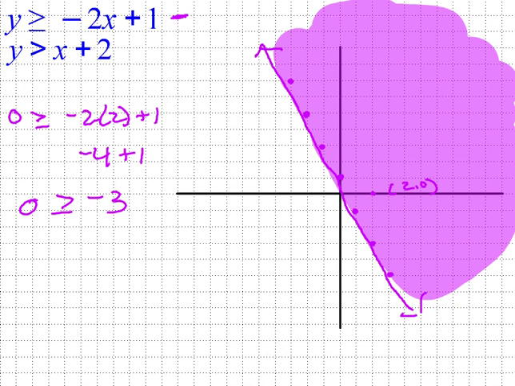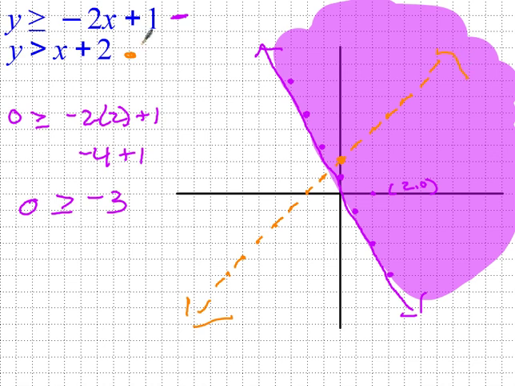Now I have to graph my second inequality. y is greater than x plus 2. Start at positive 2. My slope is 1, so I'm going to go up 1 over 1 like so. But because y is greater than, I can't use a solid line because there is no "or equal to," so it is a dashed line. So there's my dashed line.